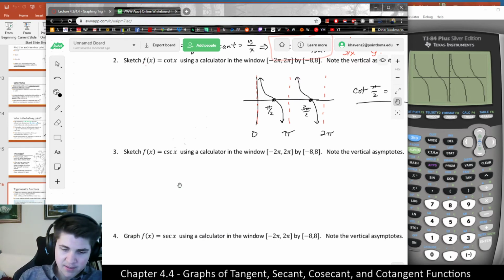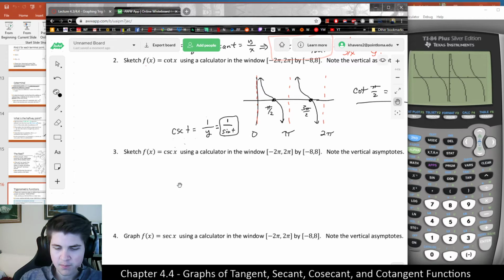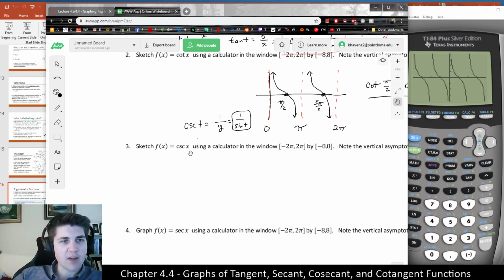Recall that cosecant of t was defined to be 1 over y when we're talking about the unit circle, which is the same as 1 over the sine of t, since sine of t was defined to be y. So if I'm trying to graph a function, x doesn't have any relation to the unit circle here, it's just a general variable. Cosecant can be graphed by simply graphing 1 divided by sine. So let's go ahead and do that.